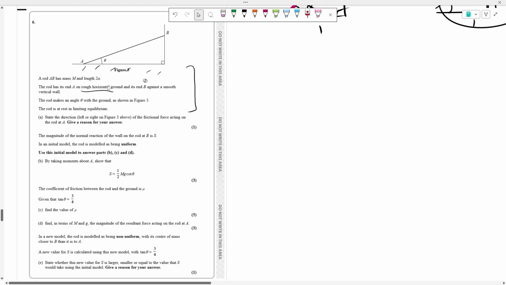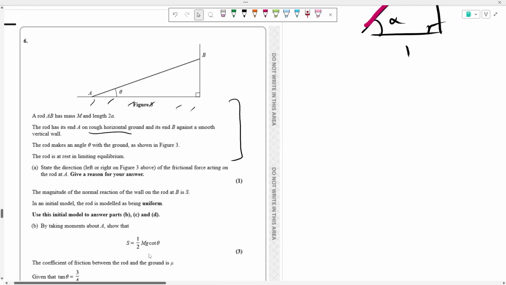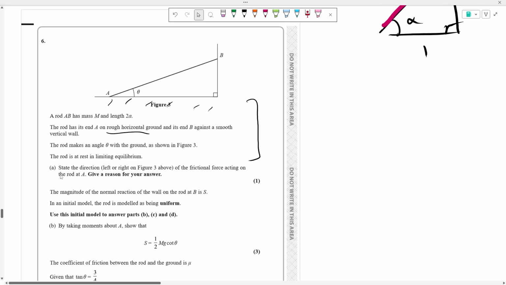Do we know if it's uniform? And it does say actually the rod is uniform. All right, let's actually answer part A just because it's part 1. State the direction, left or right on figure 3 above, of the frictional force acting on the rod at A.